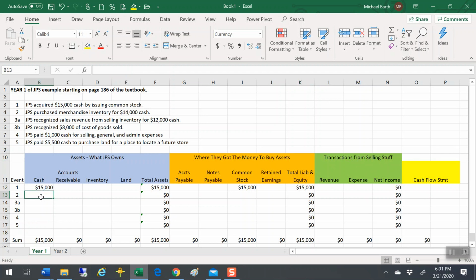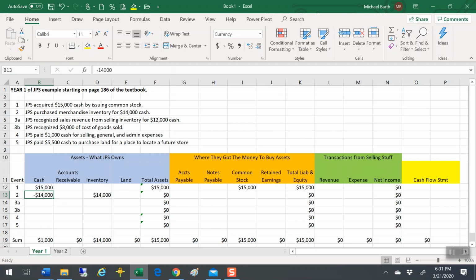Going to item 2. JPS purchased some inventory. We've got to have stuff to sell. So they bought $14,000 worth of inventory, and paid $14,000 cash for it. Notice that there is no effect on total assets here. I still have the same total amount of assets.